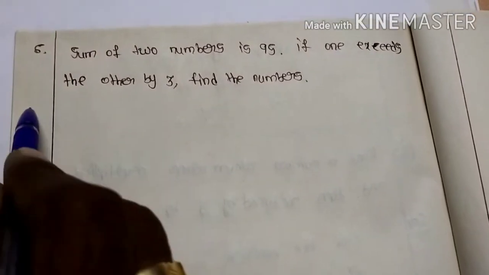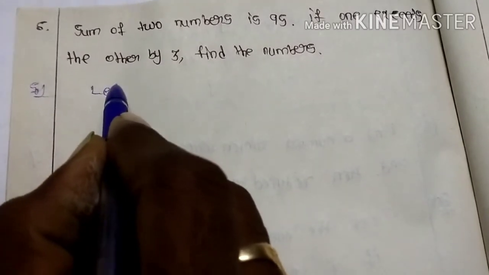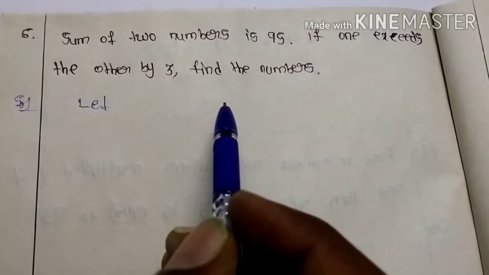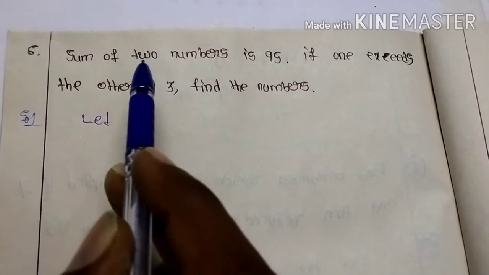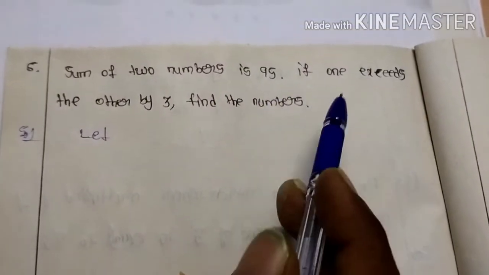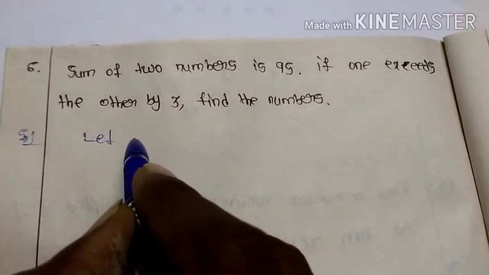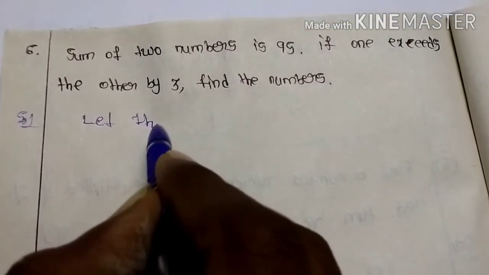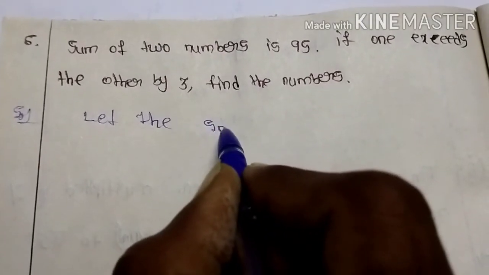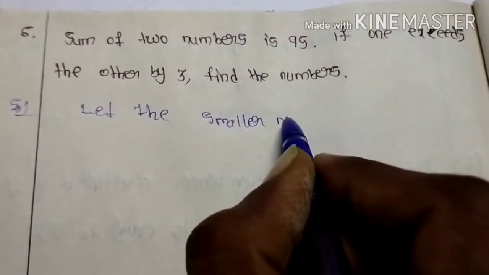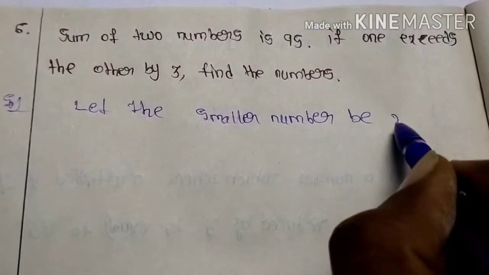So first of all, see, I am writing the solution. See here, in this problem we need to find two numbers, not only one number. Why? Because the sum of two numbers is 95. If one exceeds the other by 3, first of all you can see, let the smaller number be, here I am taking x only.